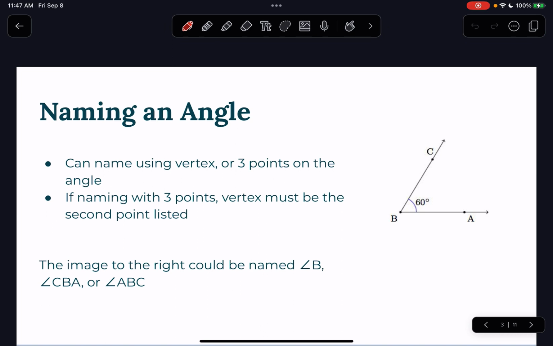Another way that we can name our angle is using the 3 points, 1 point on ray 1, 1 point on ray 2, and then our vertex. But the important part is that your vertex always needs to be the second point listed. It always needs to be the middle point that is listed. So for the example on the right, we could name that angle CBA or ABC, because B needs to be in the middle. We cannot name it angle BAC or angle BCA, because B needs to be in the middle since it is our vertex.